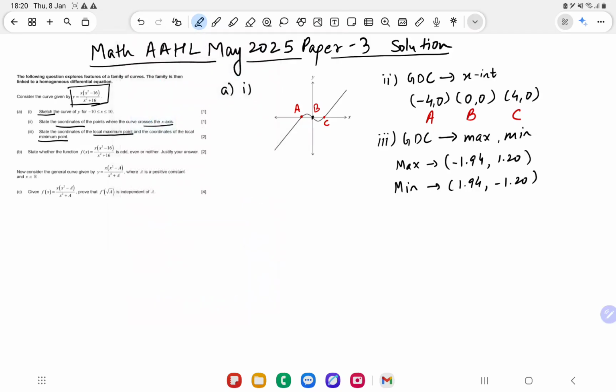Now where can you see this in your graph? So the maxima point is basically this point. I can name this as D, and the minima point is this, that is E. So this is your maxima point and this is your minima point.